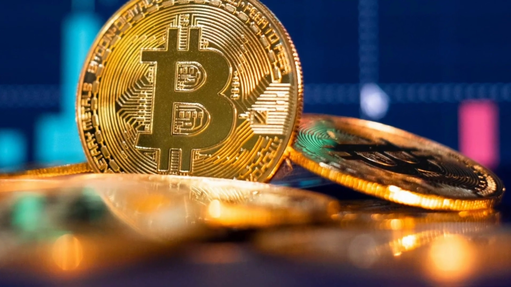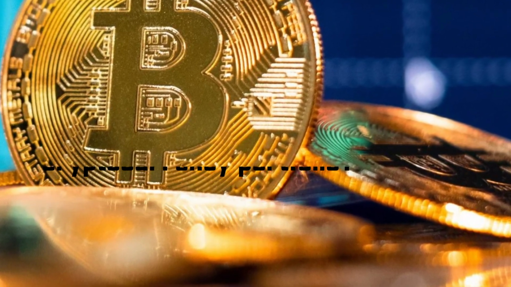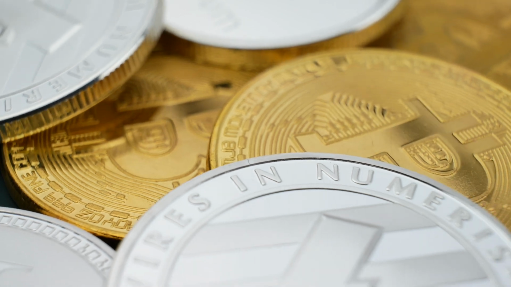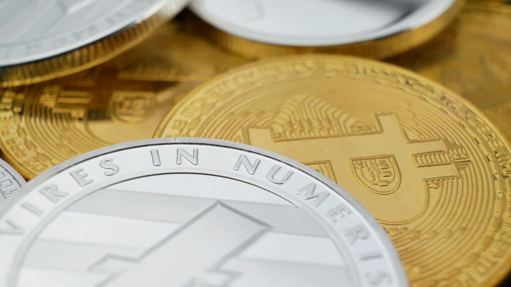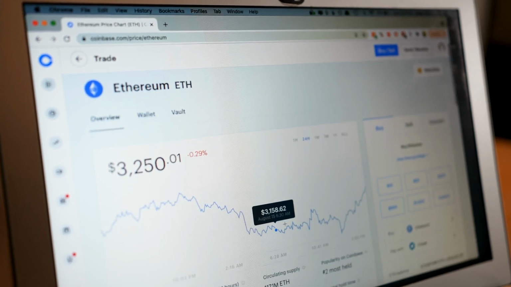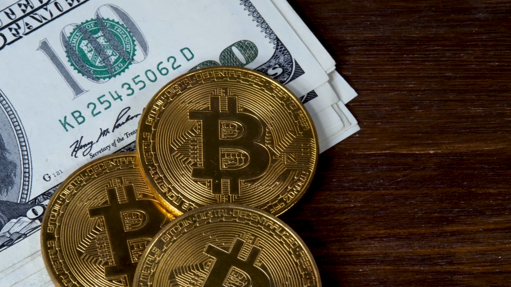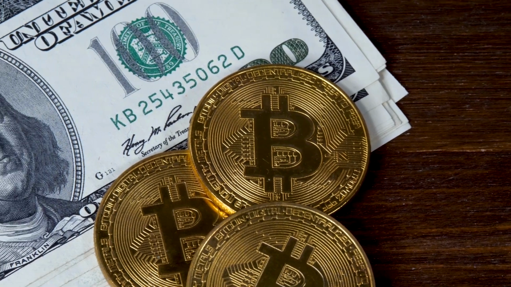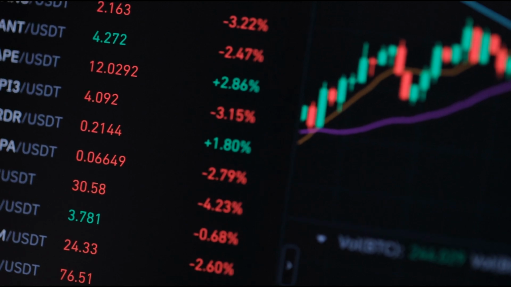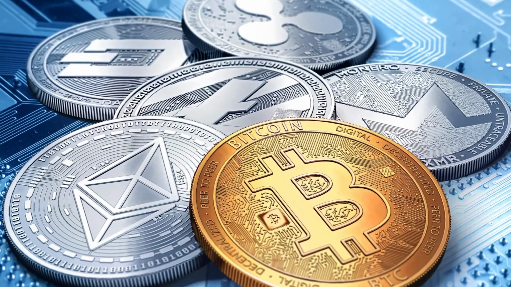To begin, let's address the question, what exactly is a cryptocurrency portfolio? A description of all the cryptocurrencies and tokens that you have in your possession is what is known as a cryptocurrency portfolio. It is a representation of your complete investment across the board, including all sorts of cryptocurrencies. For instance, if you hold 10 various types of coins and tokens, then your portfolio is composed of 10 distinct cryptocurrencies.